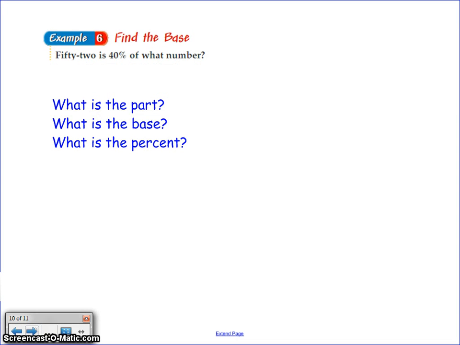All right, here's another kind of related percent problem. This time we don't know what the base is. Here we go. 52 is 40% of what number? Oh, look what follows of. Whatever follows the word of is the base, right? So what is the base? What number? That's what we don't know. So that's going to be x this time.